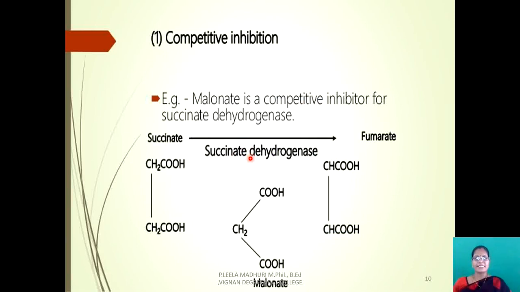So let us see an example. For example, succinate dehydrogenase is the enzyme catalyzing succinate to fumarate. The substrate of succinate dehydrogenase is succinate, but malonate is a competitive inhibitor which competes for the active site present on succinate dehydrogenase. As a result, what will happen in the presence of malonate? Succinic acid cannot bind to succinate dehydrogenase and fumarate is not produced. Thus, malonate is the competitive inhibitor for succinate dehydrogenase.